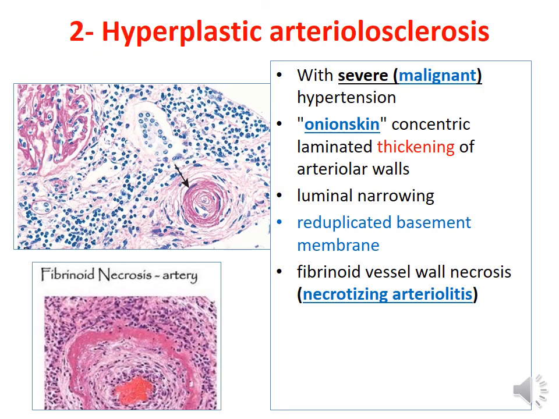The other type of arteriolosclerosis is hyperplastic arteriolosclerosis. This type is associated with malignant hypertension, and the hallmark of this condition under the microscope is called the onion skin appearance of the arterioles. This onion skin appearance is the result of concentric laminated thickening of the wall, which leads to eventual luminal narrowing and even complete occlusion, from injury or trauma that develops in those arterioles following the recurrent attacks of very high blood pressure readings. Another abnormality that can be seen with malignant hypertension is fibrinoid vessel wall necrosis, or what we call necrotizing arteriolitis.